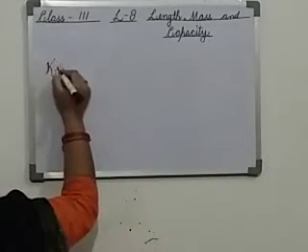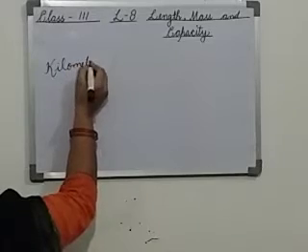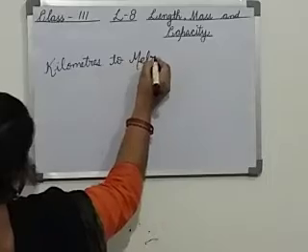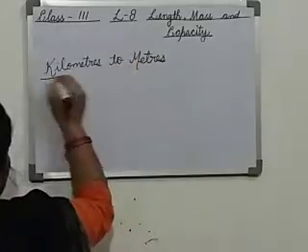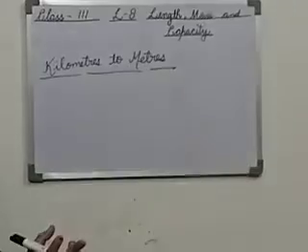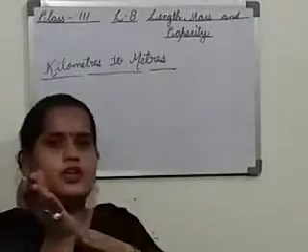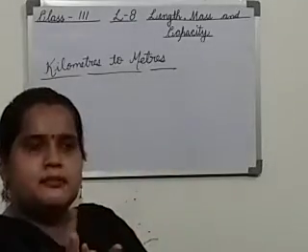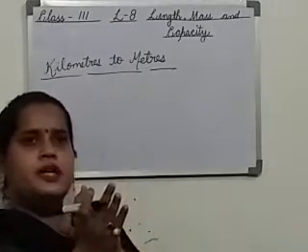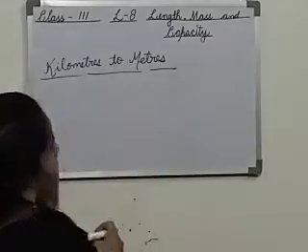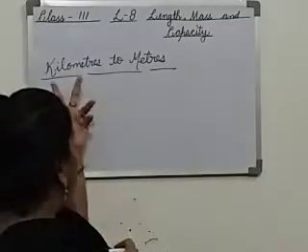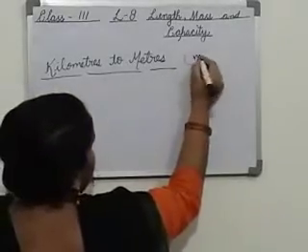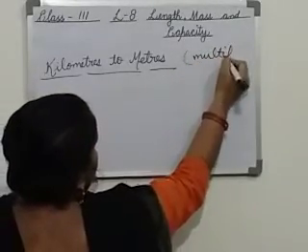Kilometers to meters. Just now I told you meters to centimeters first, means bigger unit to smaller unit we have multiplied. Then centimeter to meter, means smaller unit to bigger unit we have divided. Then again bigger unit to smaller unit, kilometers to meters. So what we will do? We will multiply.